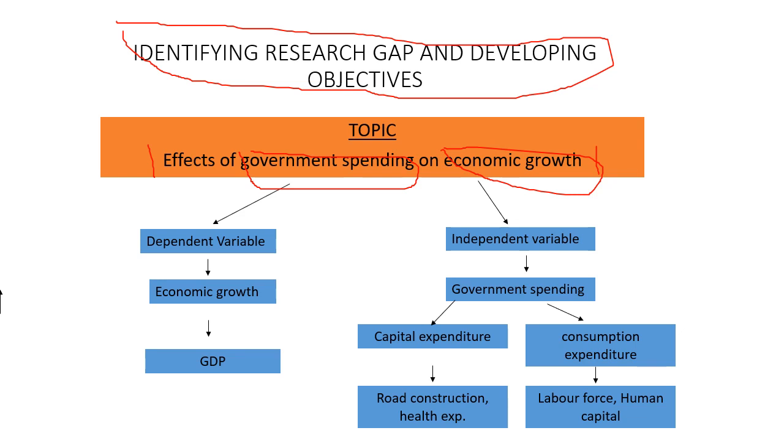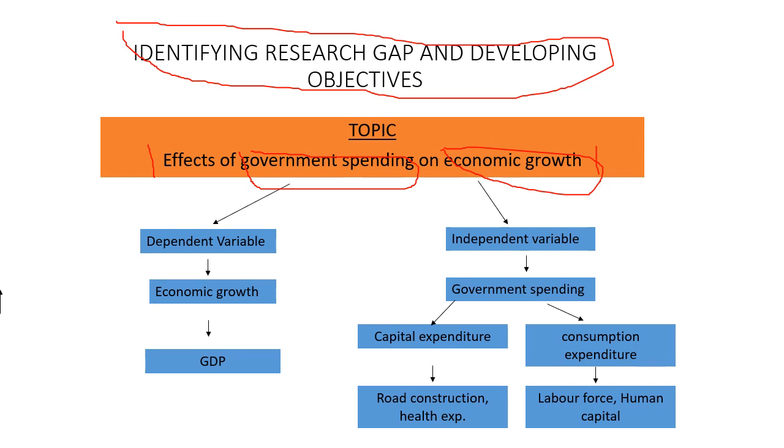and you can't just say that the effect of government spending on economic growth is an objective. No, this is the title. So we develop the objective from the title or the project topic. Now this is the approach. This is how researchers, this is how we do it.